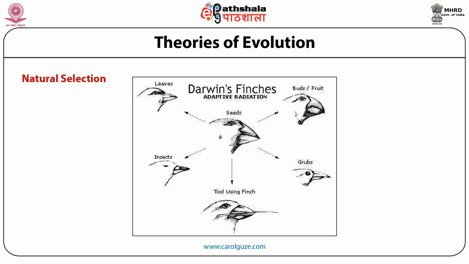The beak of this bird, the finch, is different in different climatic conditions, where they have solid seeds or seeds with a hard cover. Their beak is strong and becomes gradually stronger, which indicates the process of natural selection and adaptation to a changing environment.